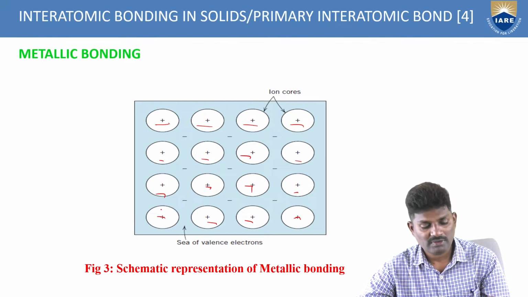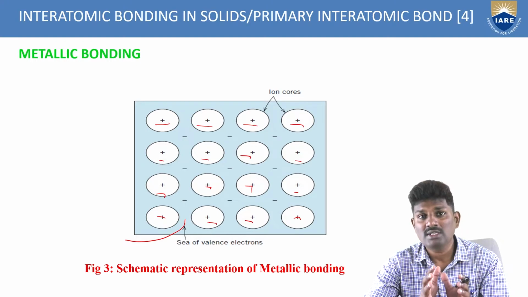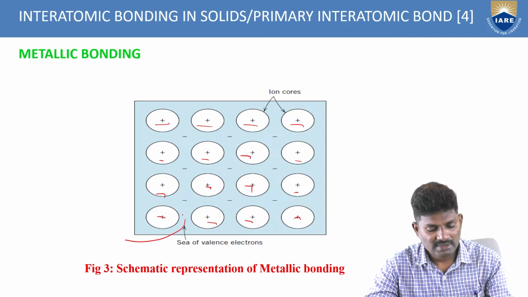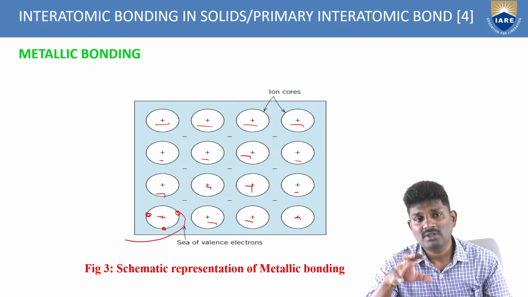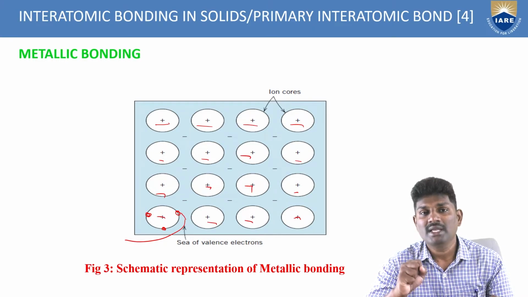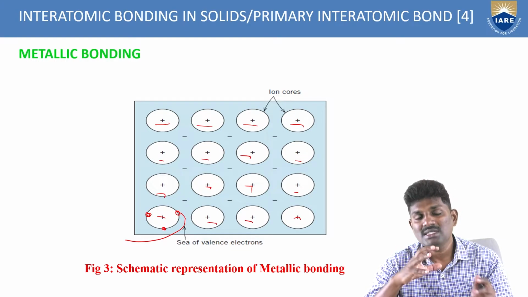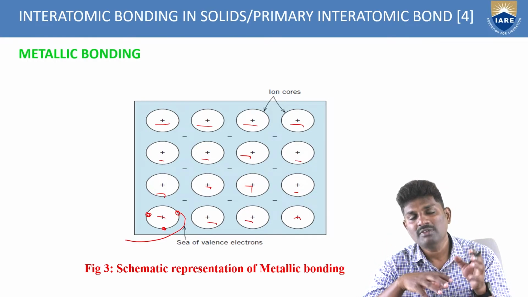This free space, which we are seeing in blue, is called a sea of electrons, the sea of valence electrons. These free valence electrons will try to share like this to get a bonding. That's why this sea of valence electrons acts like a glue, or a binding in nature, to bind the atoms in the metallic compound. So this is the schematic representation of metallic bonding in terms of primary bonding.